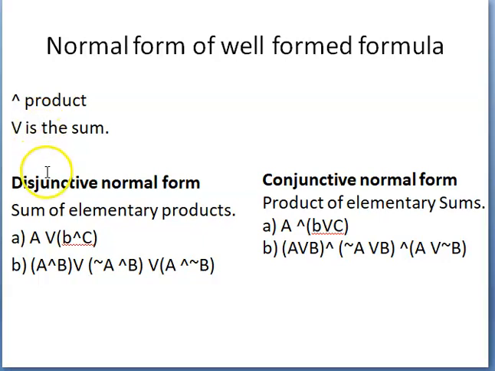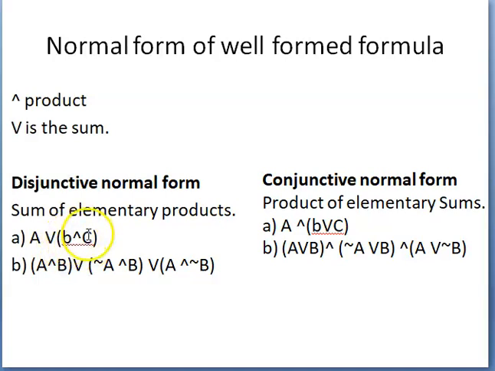There is a normal form which is the disjunctive normal form, which is constructed using the or symbol, and we have a normal form which is the conjunctive normal form, which is constructed using the and symbol or the product symbol. Now disjunctive normal form is the sum of elementary products. That means two propositions can have the and symbol between them, but when we form the whole proposition, the or symbol should appear, like A or in the bracket B and C.